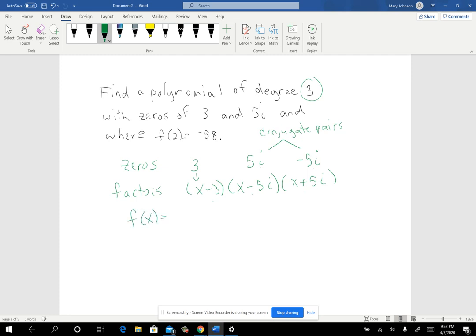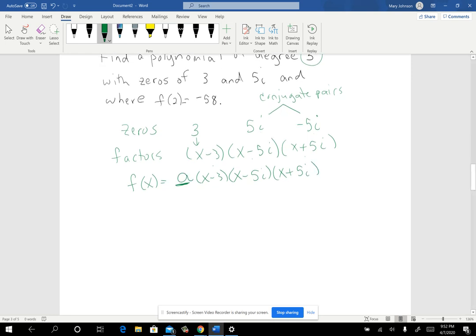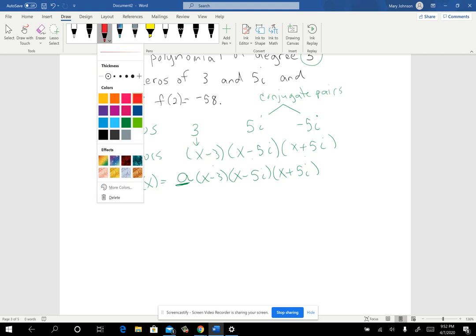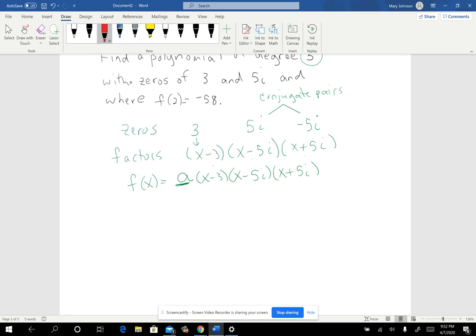I know f of x has to equal, but the one thing I don't know is it has to equal some number times these 3 factors. Okay? And so I'm going to use a letter A to stand for that. The rest of the problem is going to be us trying to figure out how to get the A. Okay? So that is like a separate piece of it in a way. So we've already used this information, right? We use that already. Okay, I should have done that in green because it's what we did with all the work in green.